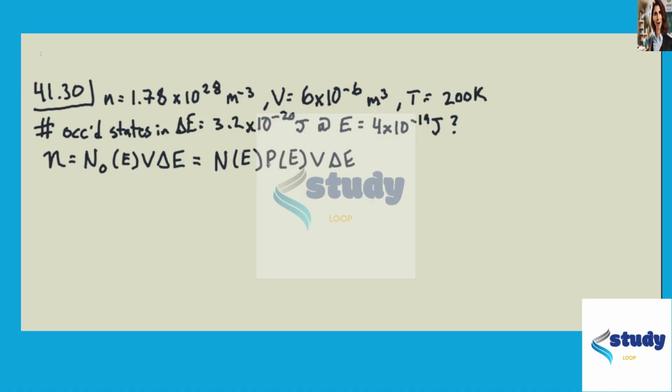And we'll go with the occupation probability first. So we know that this is 1 over e to the (E minus E_F) over kT, plus 1.